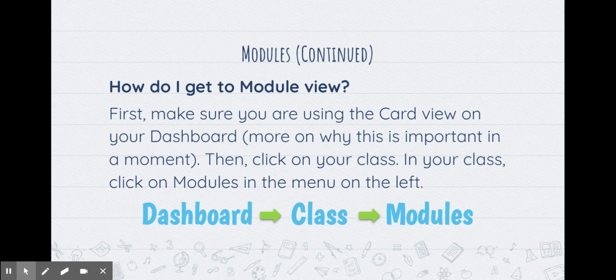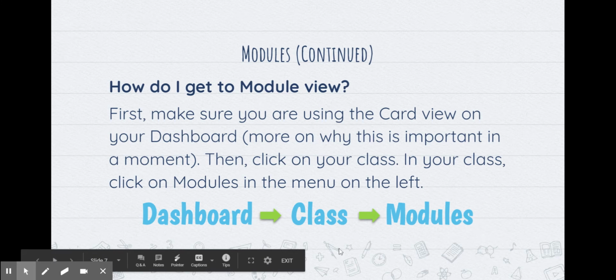Modules continued. How do I get to module view? First, make sure you are using the card view on your dashboard. More on why this is important in a moment. Then click on your class. In your class, click on Modules in the menu on the left. So it's pretty easy to remember. Go to your dashboard, go to your class, go to Modules.